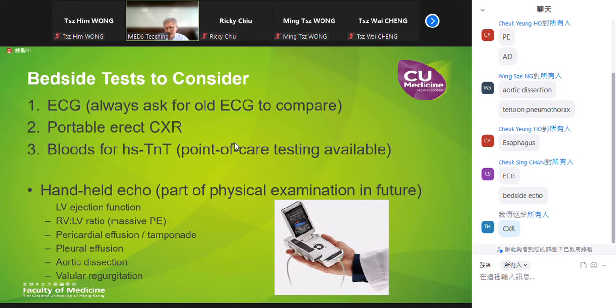It doesn't replace an echocardiogram, but it is a portable ultrasound that can give you a few things. LV ejection fraction, and you can look for any regional abnormalities suggestive of ischemia. You can look at the RV to LV ratio, suggestive of massive pulmonary embolism. You can look at pericardial effusion, tamponade, pleural effusion if you're skillful enough, aortic dissection, some, not all of them, and valvular regurgitation. So it's very helpful. It really augments what we can do with just history and examination. So, are you guys getting training in handheld echo in the curriculum?